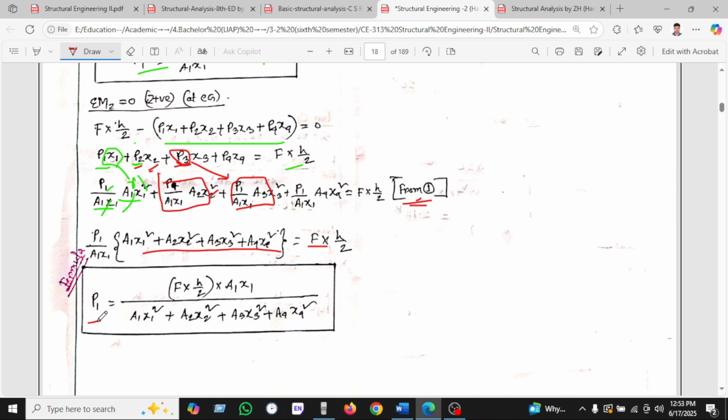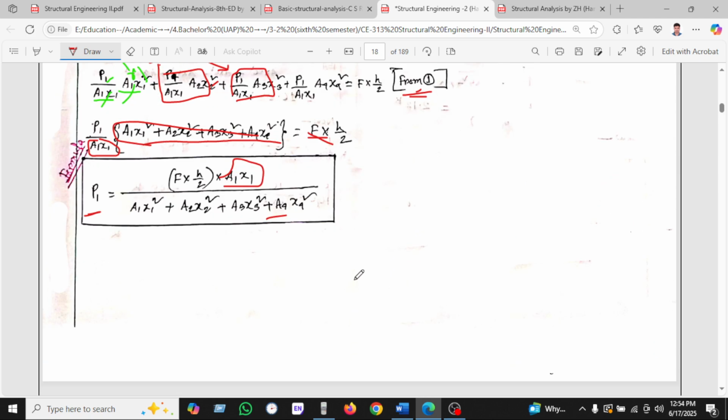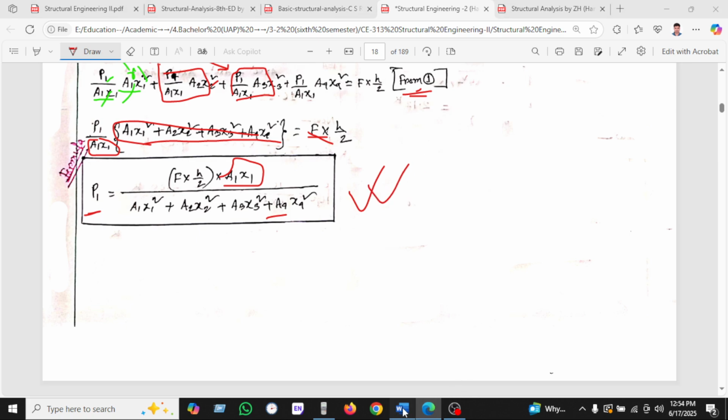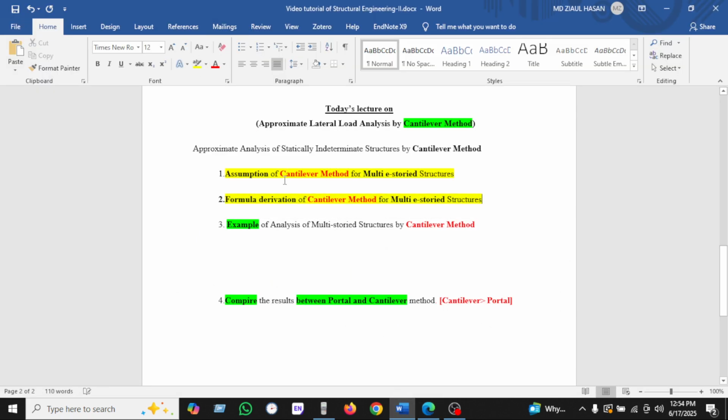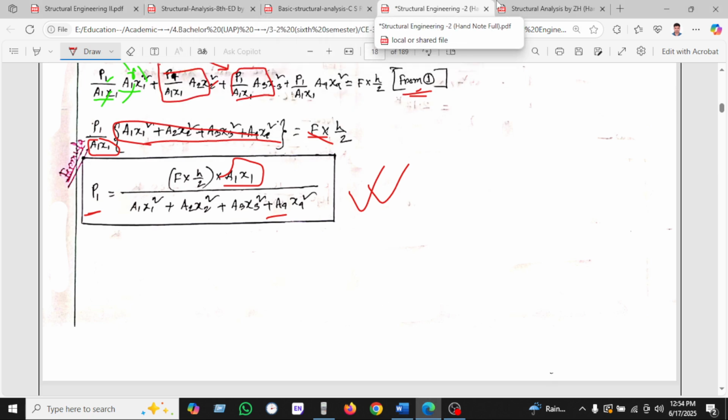Now we are seeing here, if we want to calculate P1, then the formula will be F into H divided by 2, multiplied with A1 X1. This is here, and this portion will be downward. So this is our formula derivation. Now we can apply the formula. How will we apply the formula? We can see the example of a multi-story building. Okay, so let's see this.